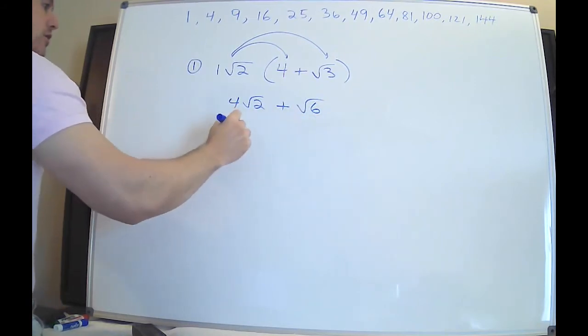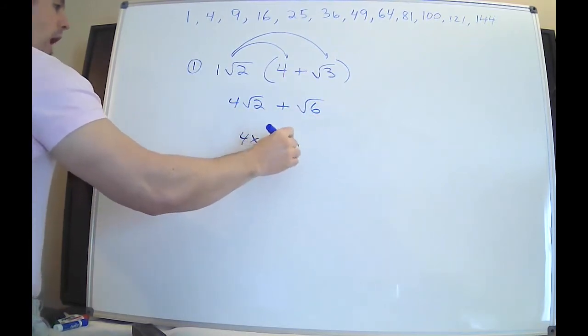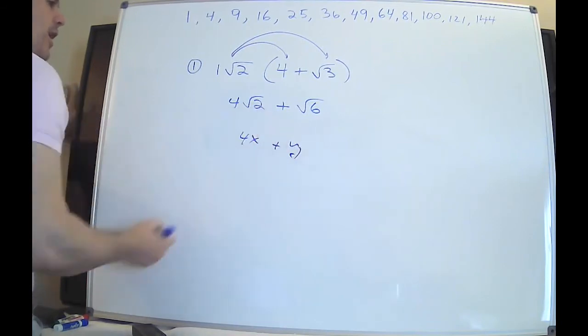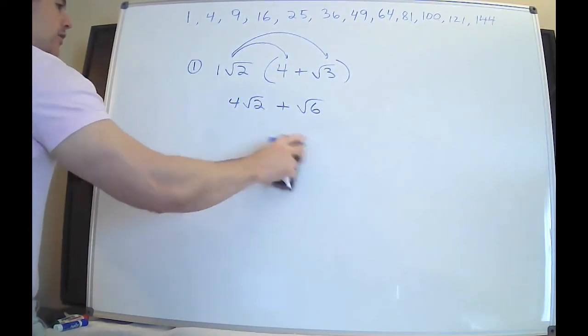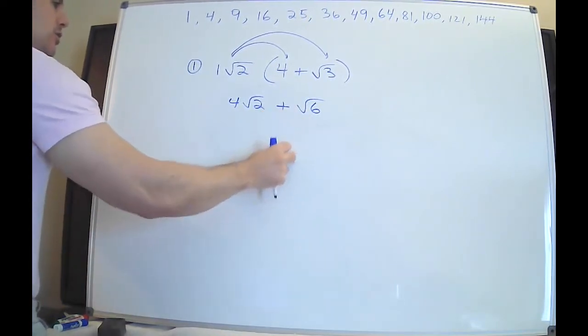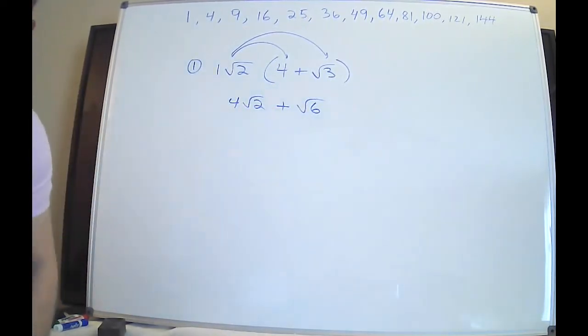These are not like creatures. If you had 4x plus y, you can't add these together. These are different creatures. Radical 2 and radical 6 are not the same creatures, so you can't combine them. You have no choice but to stop.